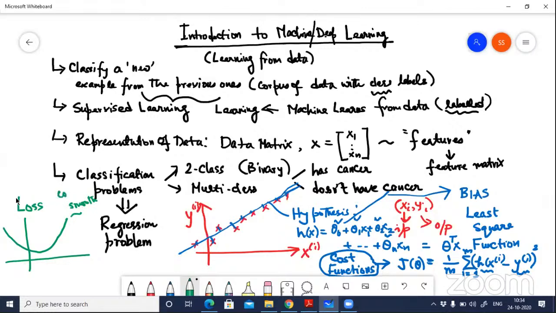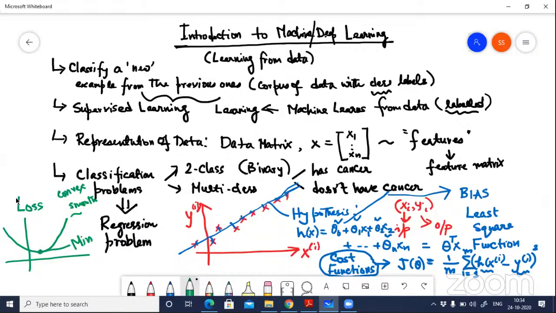Also convex. Okay, all right. And if you inspect this visually, you will see there is a minima that you can see, right?